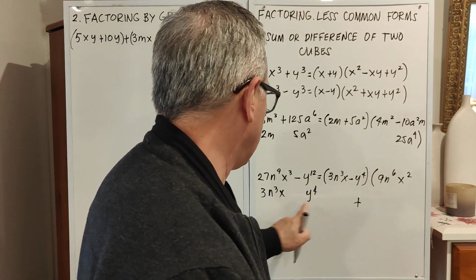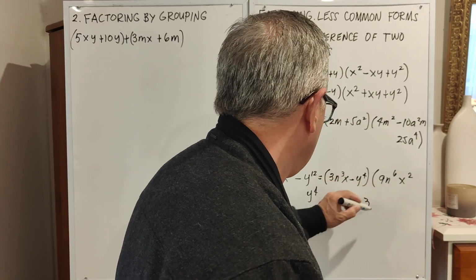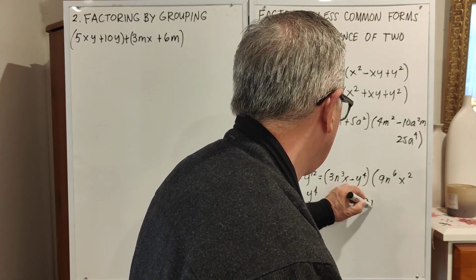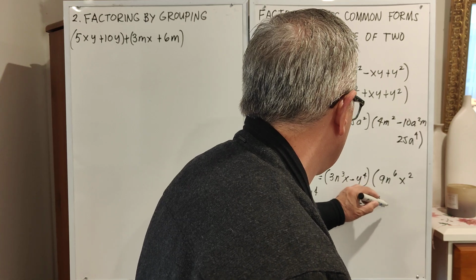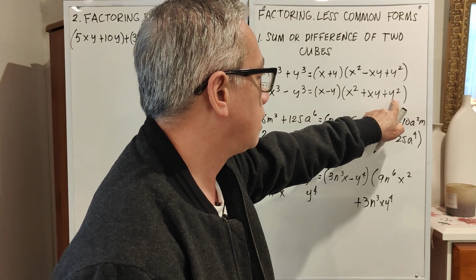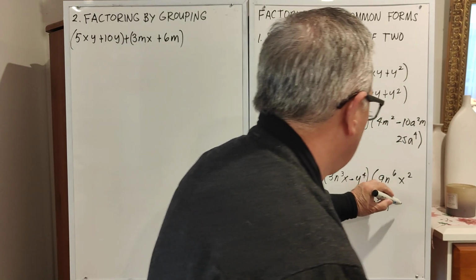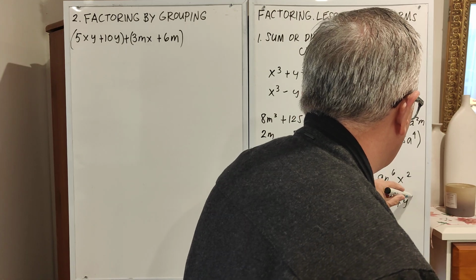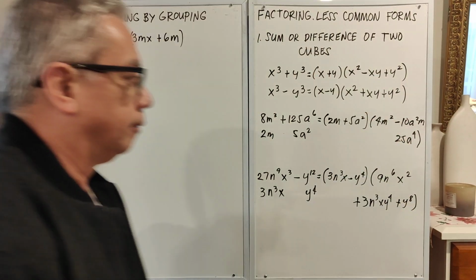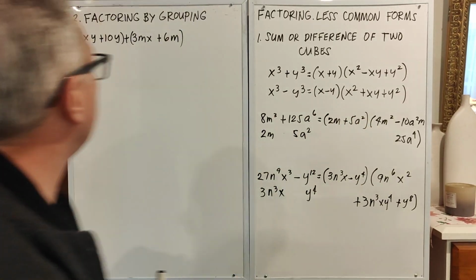So we multiply this one, and this becomes 3n cubed x y to the fourth. And then this one is squared, so we square it, plus y to the 8th. So this is the answer for this one.